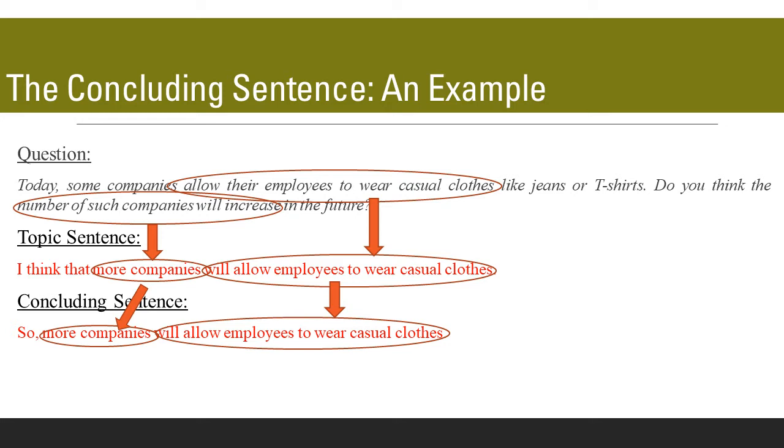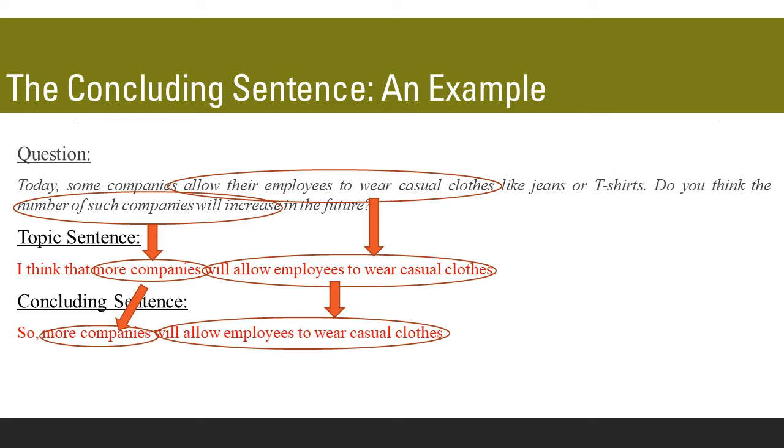Now, when you look at the topic sentence and the concluding sentence, you'll see they are almost exactly the same. And one more time, going back to last week, we talked about when you write the topic sentence, you want to use the words of the question in that topic sentence. So you can see here how in the question, you get the words allow their employees to wear casual clothes. That idea is repeated in the topic sentence.